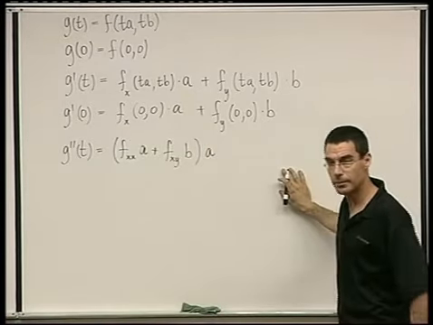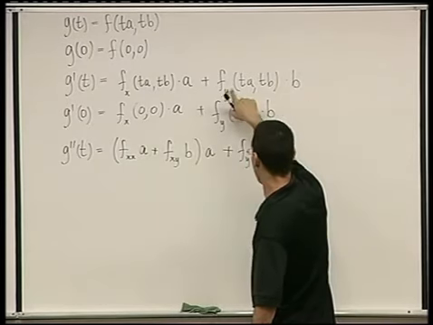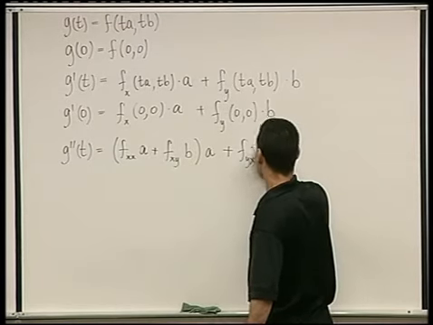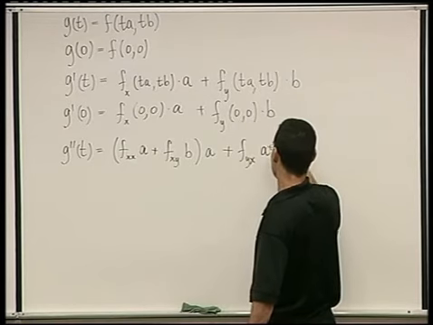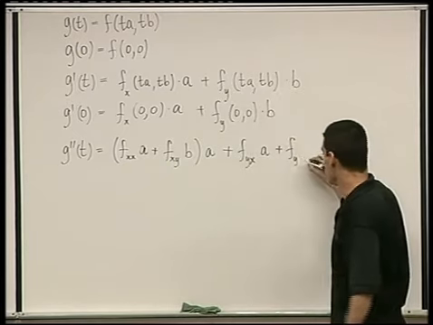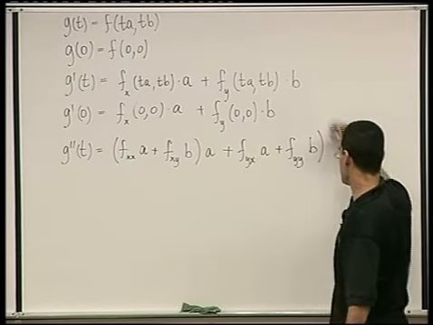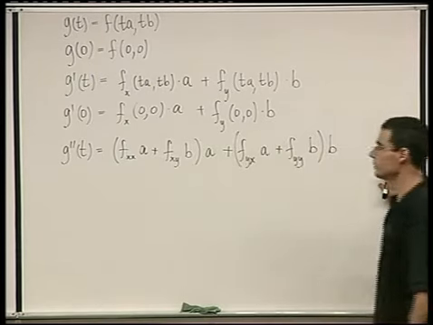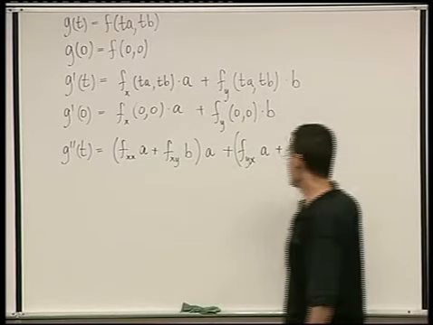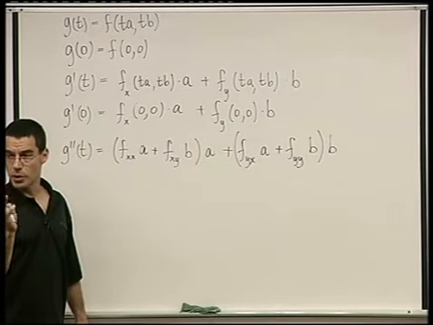Everybody with me? Plus, now I'm doing the same here. I'm taking the derivative of f_y with respect to its first coordinate, x, times the inner derivative, a, plus the derivative of f_y with respect to its second variable, y again, times its inner derivative, b, and all of this times the b out here. Do you agree? Good?